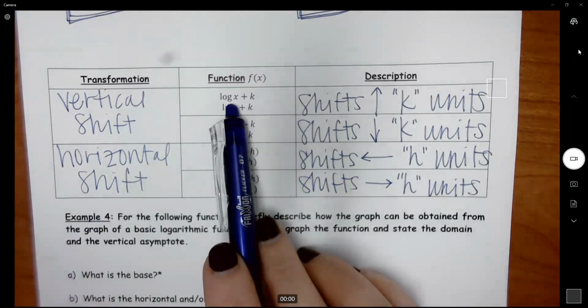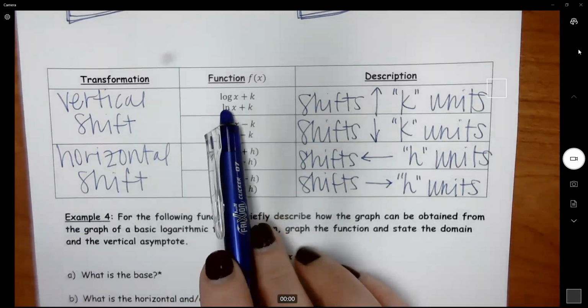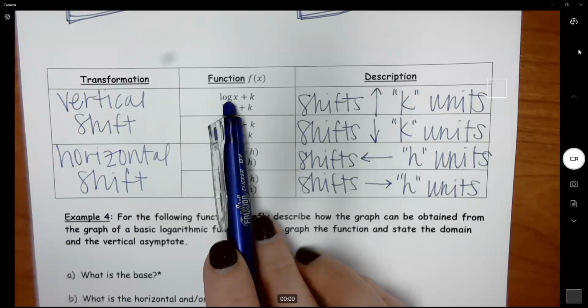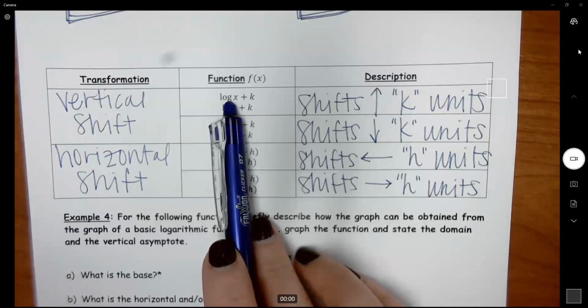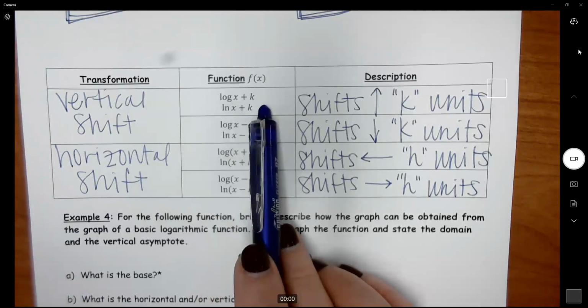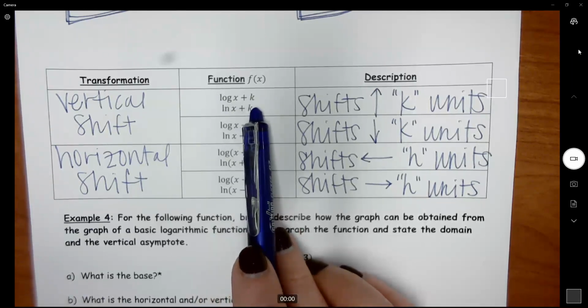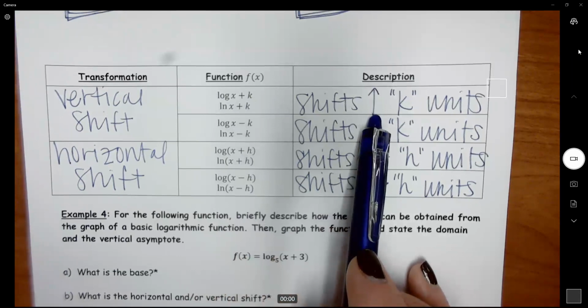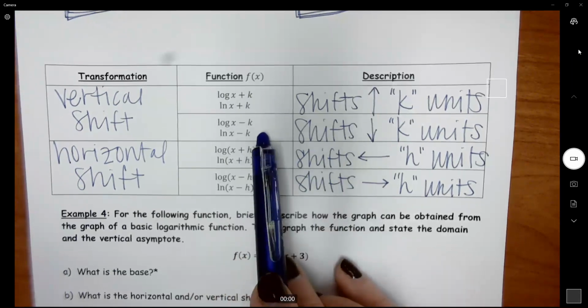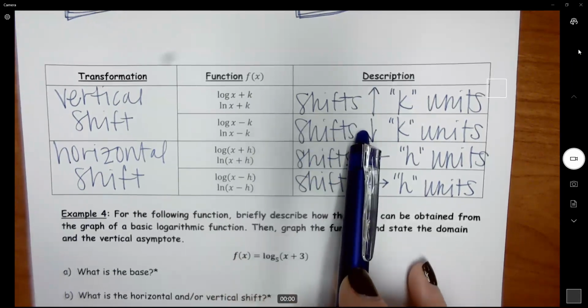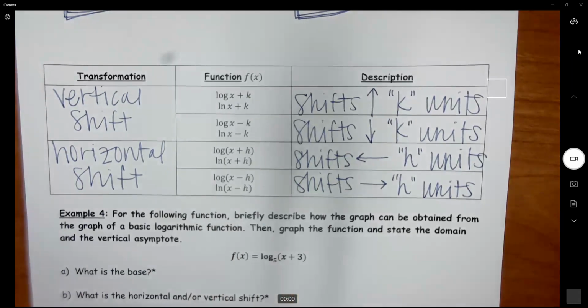So when I have a function, whether it's a log or a natural log, whether it's a log that has a base of a number or a common log with a base of 10, if you have a log or a natural log and you add something to the end of it, then you're shifting it up k units. If you're subtracting k, then it's going down k units. So again, vertical shifts go in the way that we think that they're going to. Plus is up, minus is down.